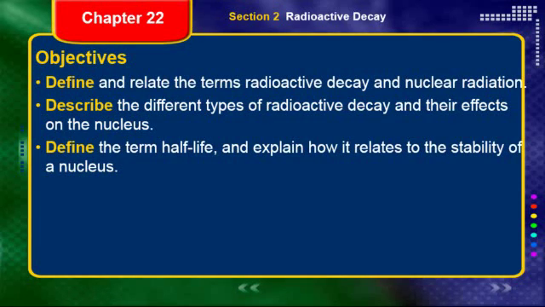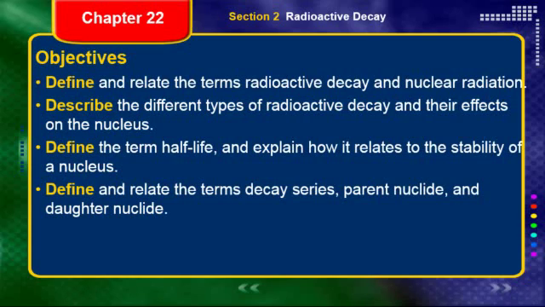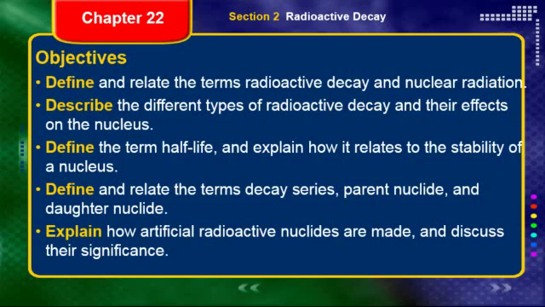All right, chemistry, this is part 2 of your video lecture on section 2, radioactive decay. The last lecture, we covered these first 3 objectives. This lecture, we're going to finish up by allowing you to define and relate the terms decay series, parent nuclide, and daughter nuclide. And lastly, explain how artificial radioactive nuclides are made and discuss their significance.